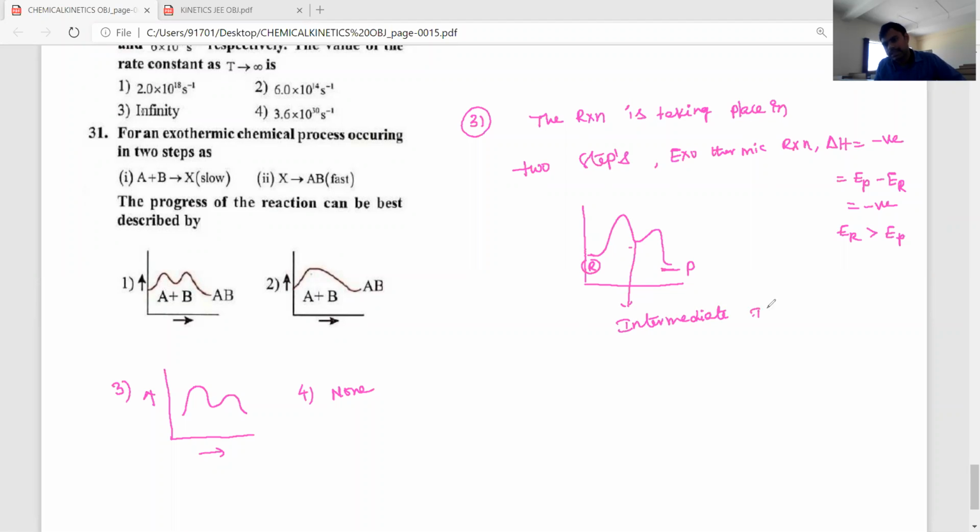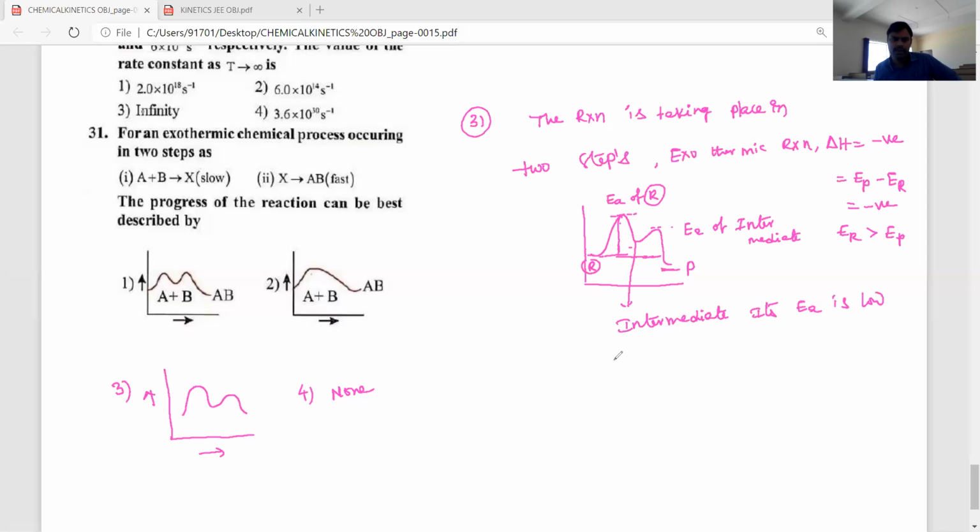Intermediate, its activation energy is low. So this activation energy is low. This is the activation energy of intermediate. This is the activation energy of reactants. So the correct graphical representation is second option.